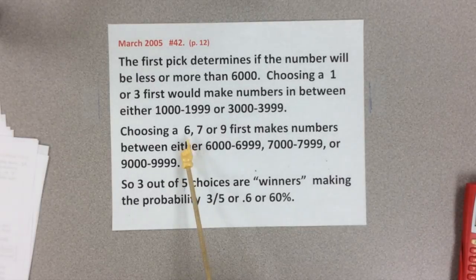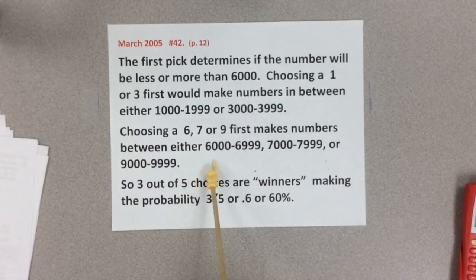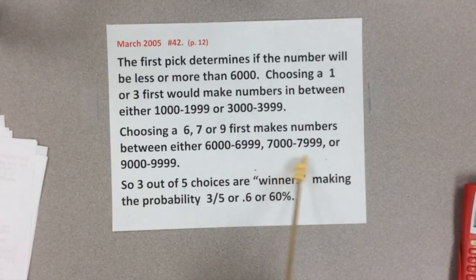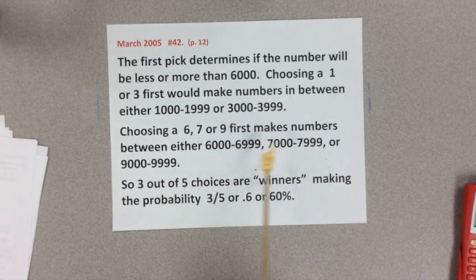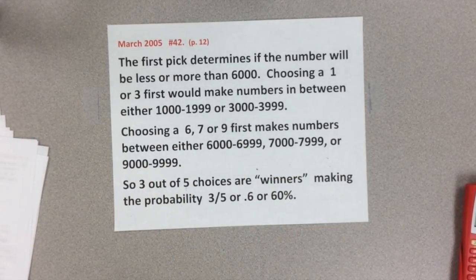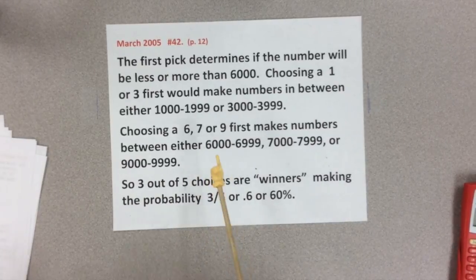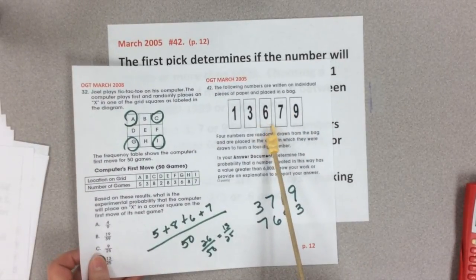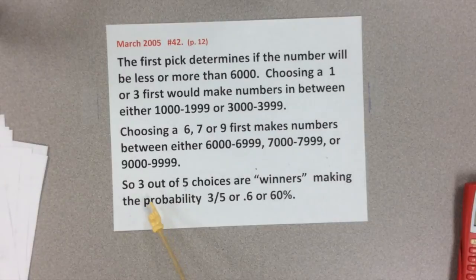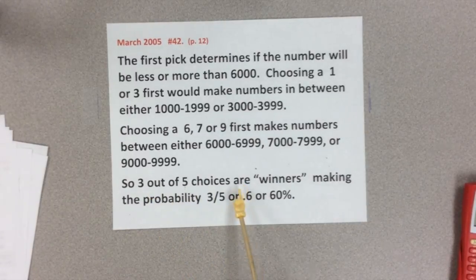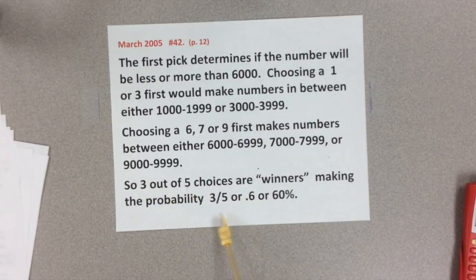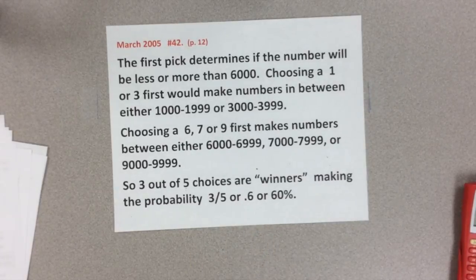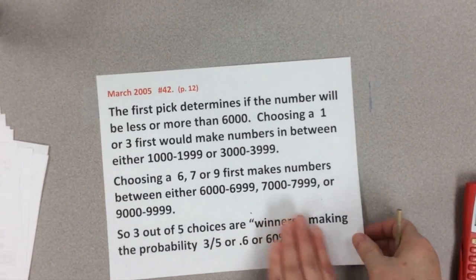If you chose a 6, 7, or 9 first, you'd have numbers in the 6,000s or in the 7,000s or in the 9,000s. These are all greater than 6,000. And of course, you can't get an exact 6,000 because there's no zeros in the pick. So as soon as you pick a 6, you get a number in the 6,000 somewhere. So 3 out of 5 choices are winners, making the probability 3 out of 5. If you want a decimal, 0.6 or 60% as the percentage.